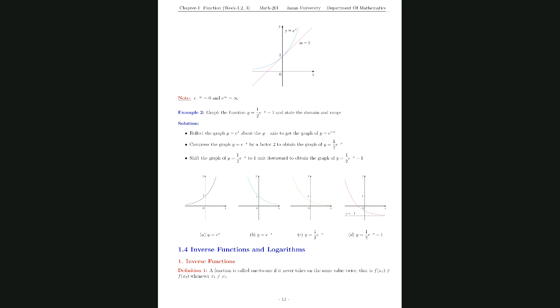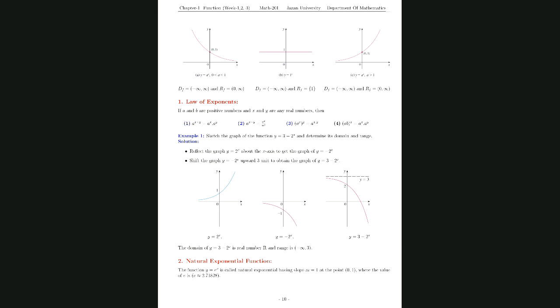Now the next point is inverse function. Inverse function, this is very important. Very, very important. How to find the inverse of a function. So next class I will discuss this inverse. Today, up to here you just remember. So you have to remember the three graphs all the time.